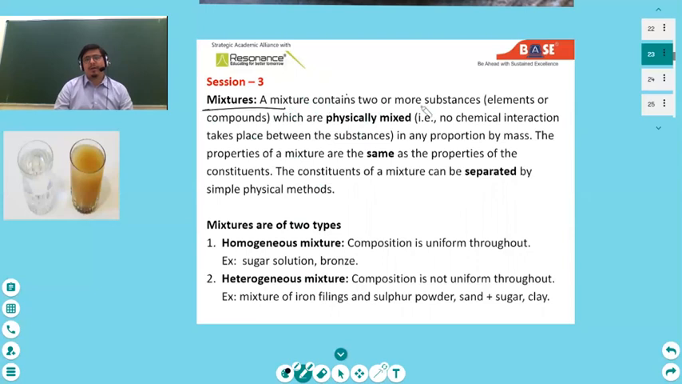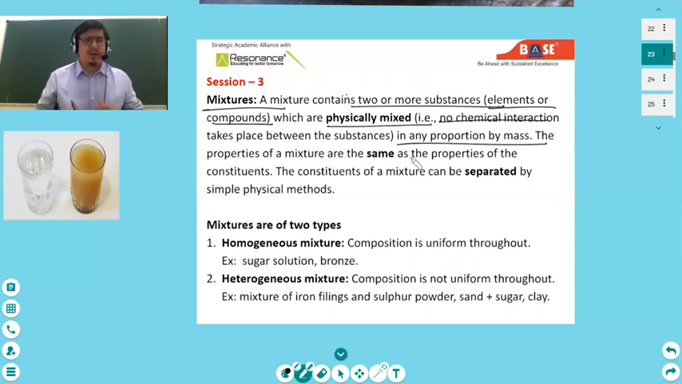So a mixture consists of two or more substances, like bhel. You can take the example of puffed rice, tomato, potato, onion, whatever you have. They can be elements or compounds which are physically mixed. So there is no chemical reaction or interaction at all. And they are mixed in any proportion by mass. The proportion is not fixed. If you want more onion, you can add more onion. That is the concept. And the properties of the mixture are the same as the properties of the constituents.